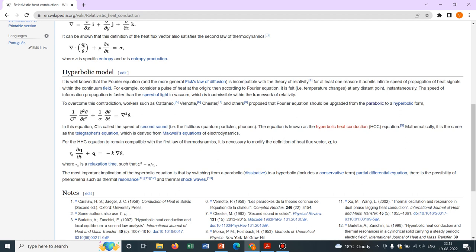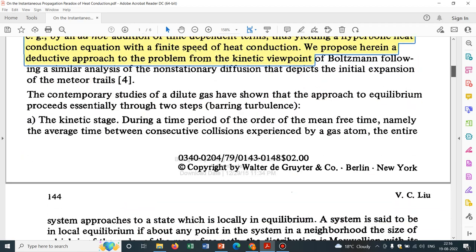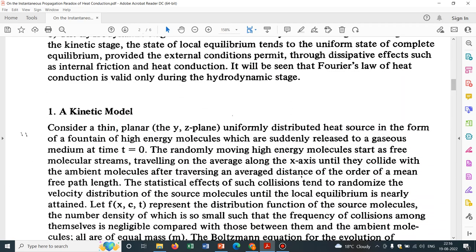This is how Fourier's equation is modified, and this is called the hyperbolic heat equation, because it leads to an equation where you have a second order time derivative term, and then it is no longer a parabolic equation. It is a hyperbolic equation, and that is why it is called the hyperbolic heat equation. Mathematically, it is the same as the telegraph equation. The telegraph equation is given here, which is derived from Maxwell's kinetic theory. So this is the Maxwell kinetic model.